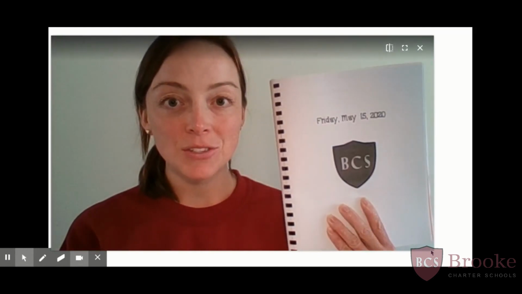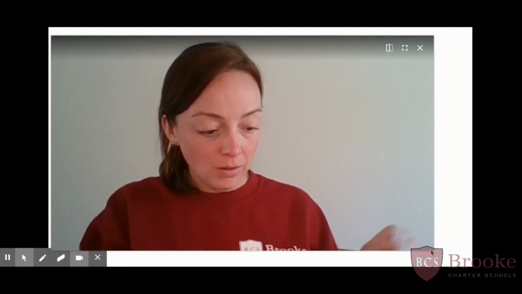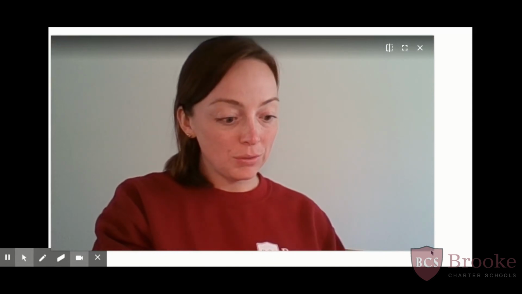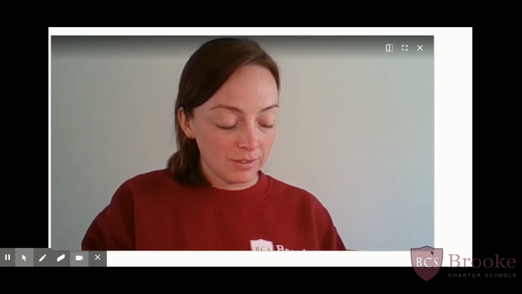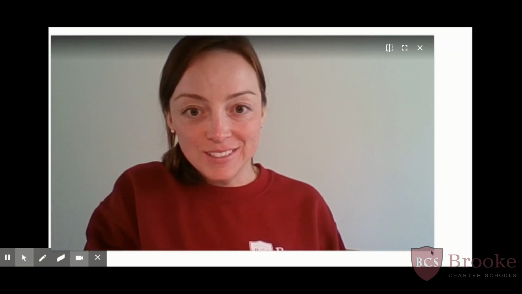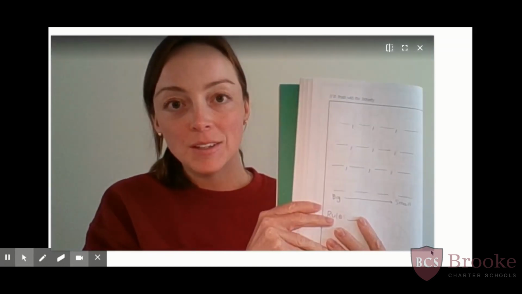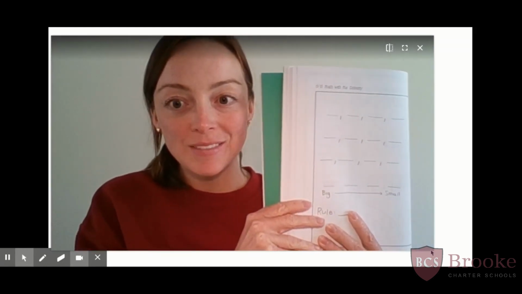Once you're on this page, we can turn 1, 2, 3 pages to where it says Math Routines with Miss Doherty.